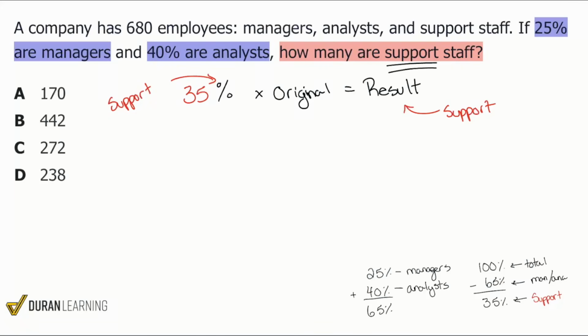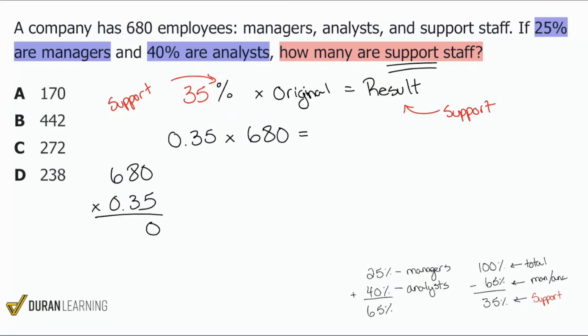So here we go. Calculating, we'll put 0.35 multiplied by the original amount of 680 total employees. And that's going to give us support. Here we go. 680 multiplied by 0.35. 0 times 5. 8 times 5 is 40. 6 times 5 is 30. Carry the 4 is 34.